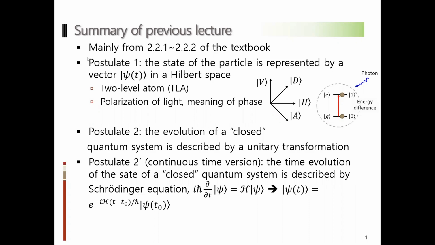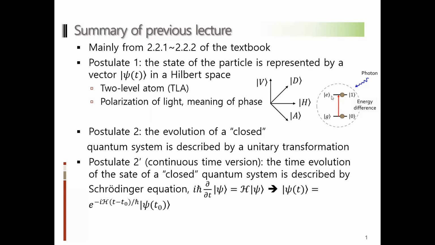Then I introduced the first postulate. The first postulate says that in quantum mechanics, the quantum state of the particle is represented by a vector in a Hilbert space. I gave you two examples of a quantum system or Hilbert space. The first example was the two-level atom, which is a simplified version of the multi-level atom, which is more realistic. But for practical purposes, we are only interested in manipulating the electron between these two energy levels.